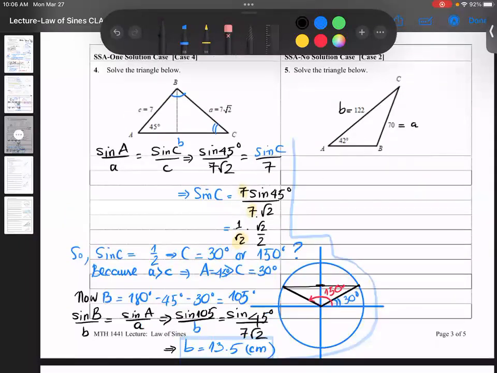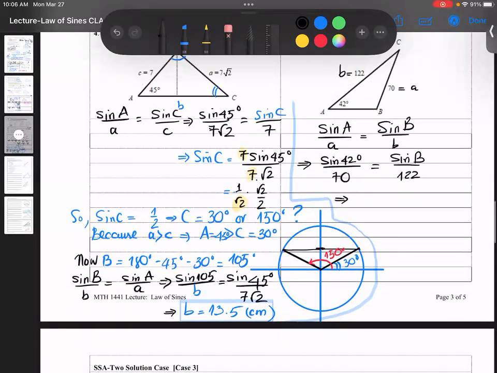First, I need to write out the law of sines. The first thing you do is write out whatever is given to you. I'm given an angle A, so sine A over little a equals sine B over little b, because I'm given little b. So sine of 42 degrees over 70 equals sine B, which I don't know, over little b, which is 122.